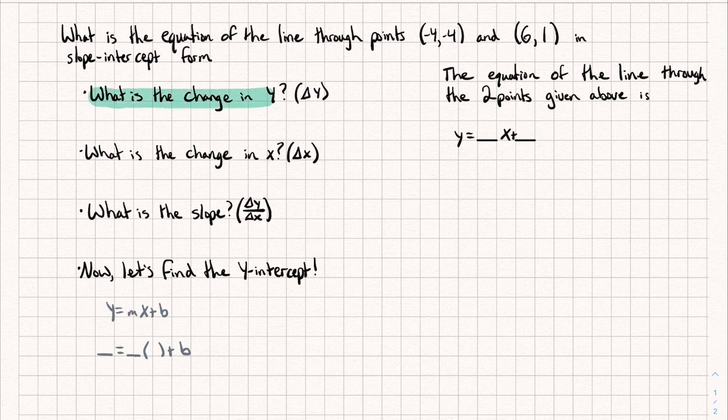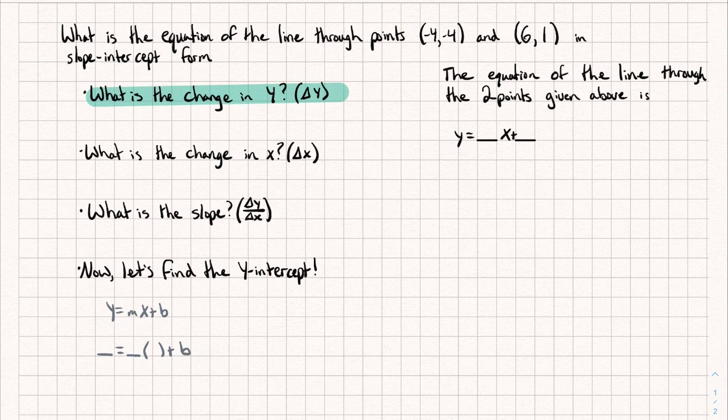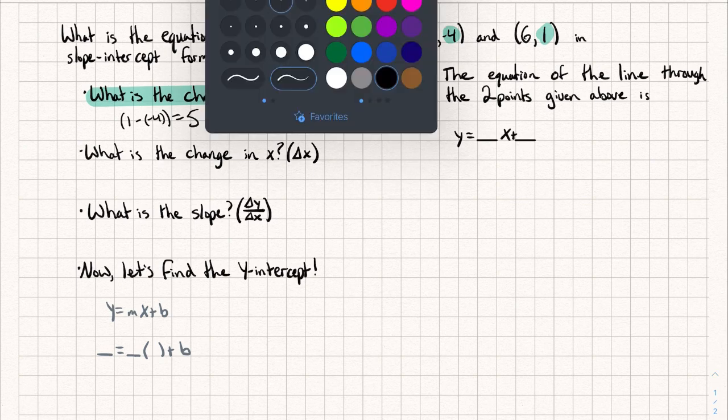So we need to find what the change in y is. And to do that, we need to take our y values. Remember, in our xy coordinate pairs, we got our y values, and we went from -4 to 1. So that was an increase from -4 to 1, or our difference. If we wanted to find our difference, we're going to do our y2 minus y1 equals 5. So delta y is 5.